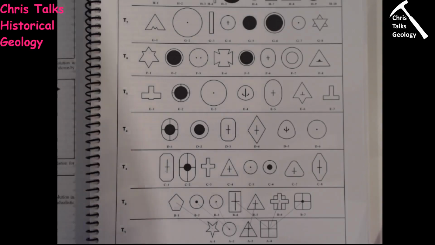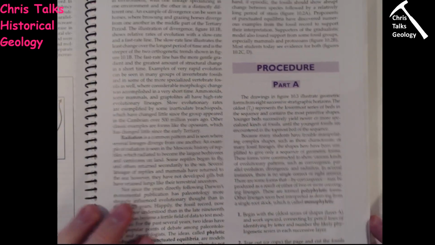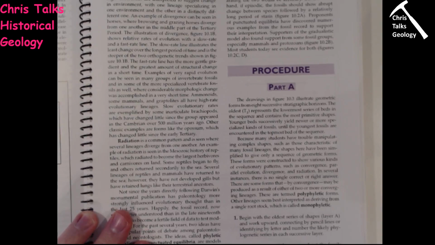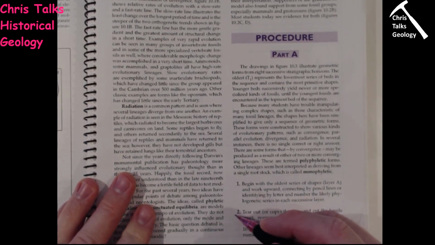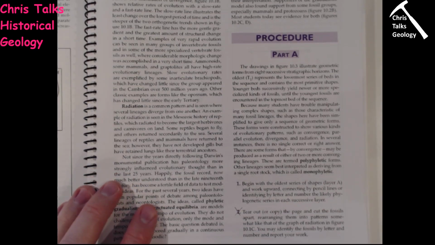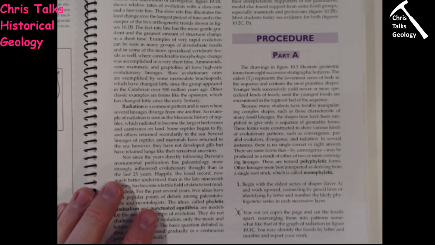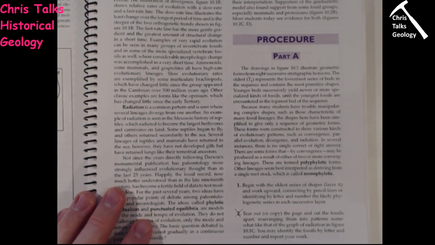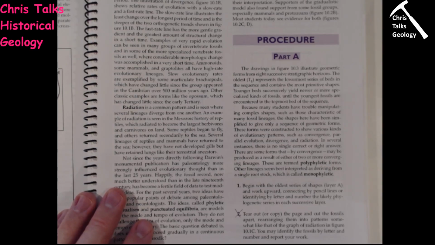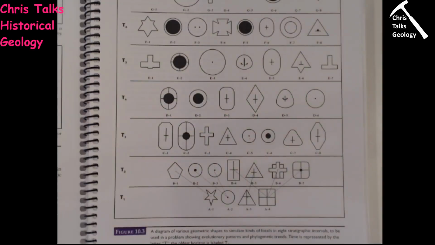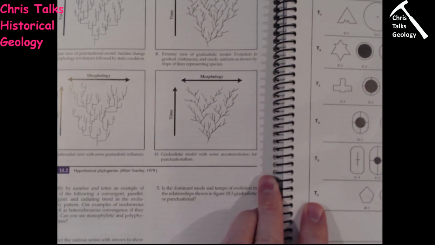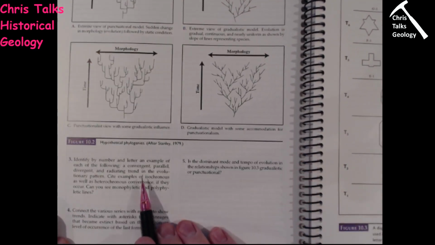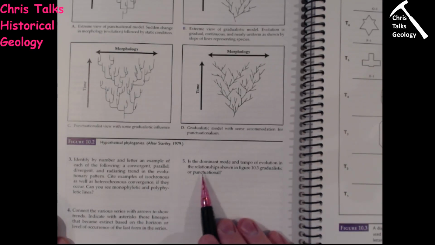So what's next? Next is part 2, where it says tear out or copy the pages, cut out the fossils and rearrange them into patterns. Well, we are not going to do part 2. Once again, you guys have a relatively limited amount of time, so we're going to skip part 2 and go straight on to the next questions. On page 146 we have question number 3, question number 4, and question number 5.